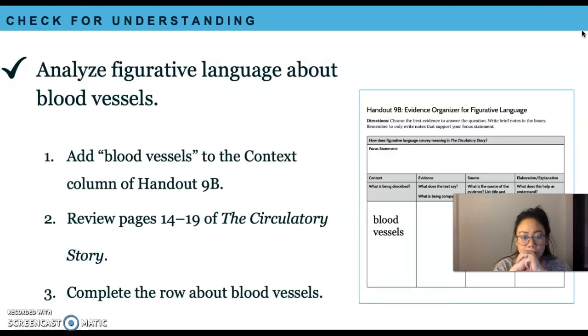So that is your check for understanding right now to analyze this figurative language about blood vessels. On your handout 9B, add blood vessels to the context column, review pages 14 to 19 of the circulatory story, and complete the rest of this row. Pause the video to do this now.